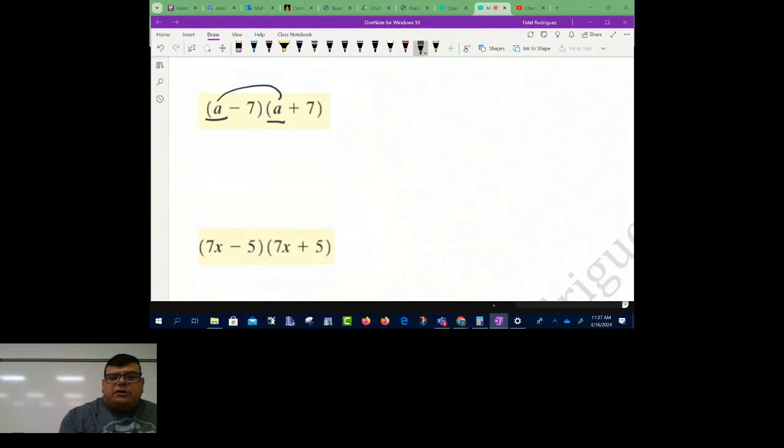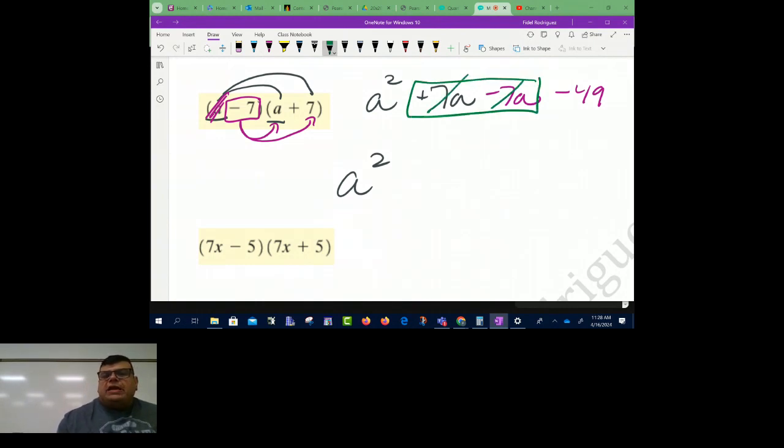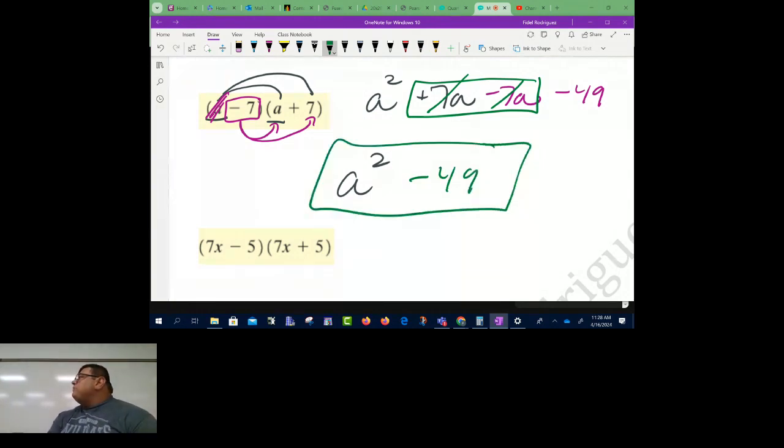A times A. Again, I'm going to go like this. A times A, A squared. Okay. A times 7, 7A. Okay, let's scratch out this A because we've already used it. Negative 7 times A, minus 7A. And negative 7 times a positive 7, minus 49. So look, y'all, if I combine my like terms, I got an A squared. My A's right here, positive 7, minus 7, they're going to cancel each other out. We got a minus 49. So just an A squared and then a minus 49 after that.